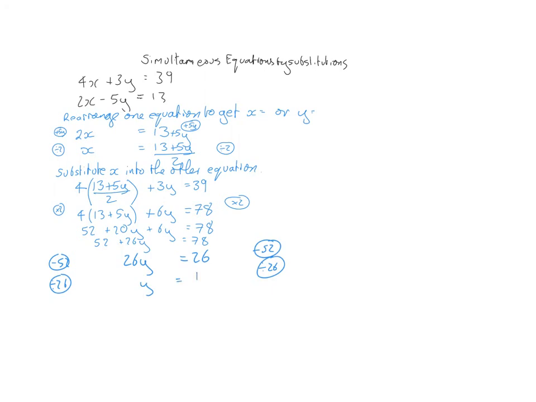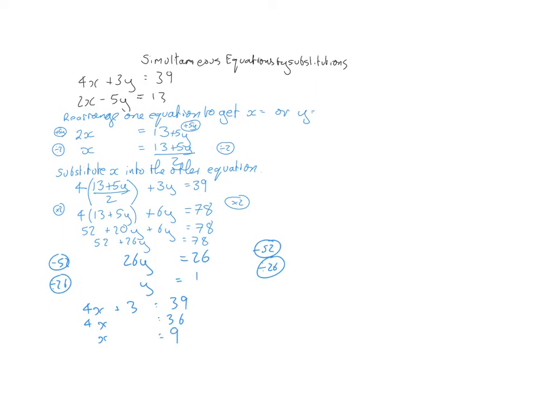y is 1, and then how do I then find out what x is? Do the equation. So 3x plus 3 equals 39. So 4x minus 3 equals 39, 4x equals 36. So x equals 9.